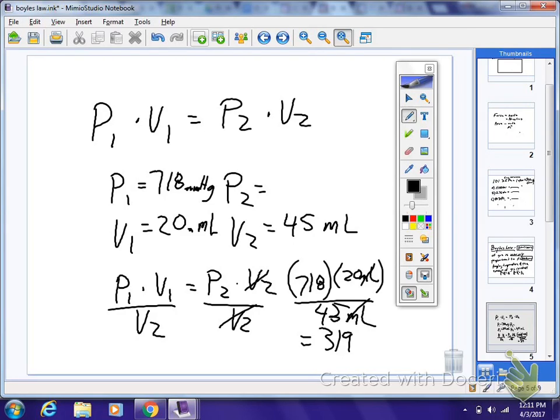So P1 times V1 equals P2 times V2. Divide both sides by V2. Plug my numbers in. Milliliters cancel. 319 millimeters of mercury.